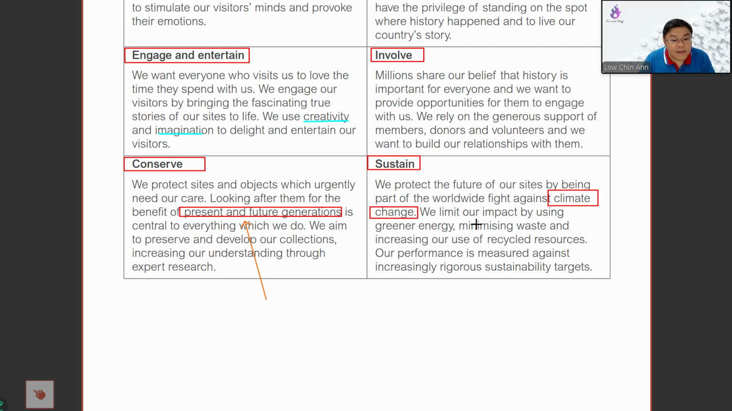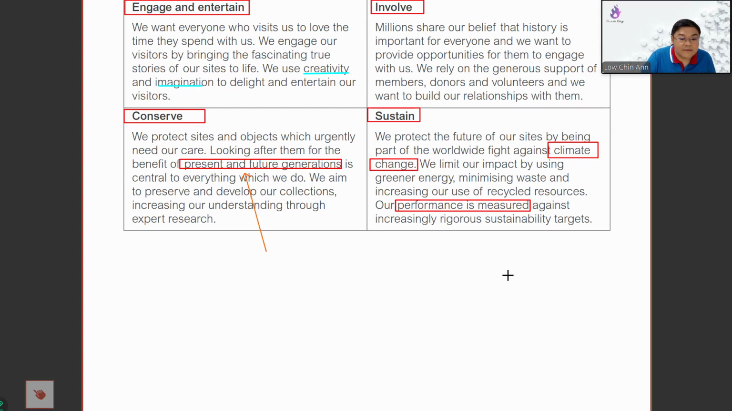Okay, so we limit our impact by using greener energy, minimizing waste, and increasing the use of recycled resources. Performance is measured, so they measure performance against increasingly rigorous sustainability targets. They might have a ready system that collects this kind of information so that they can report it if they want to.